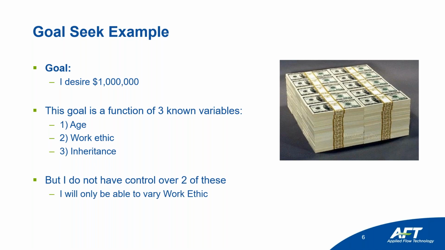But I don't have control over 2 of these really. Age and inheritance, I don't really have control over. At least I hope I don't have control over inheritance. That has some bad implications. So I'm going to only worry about varying my work ethic. Again, goal, $1 million. My variable, my work ethic. So let's see what happens, okay?